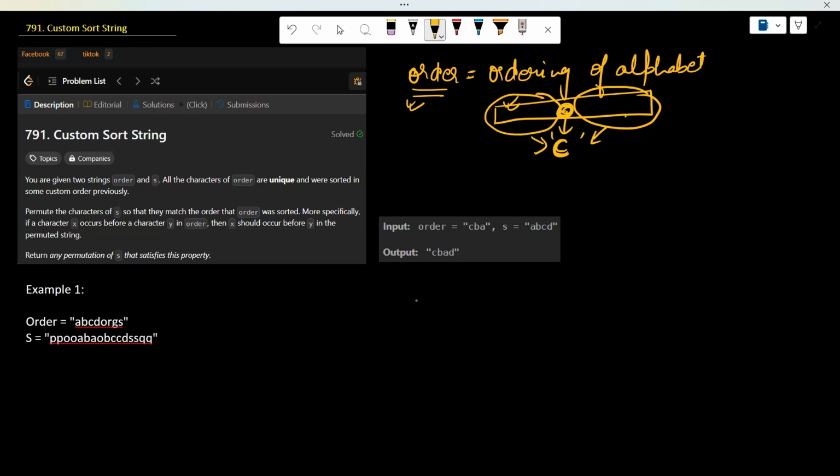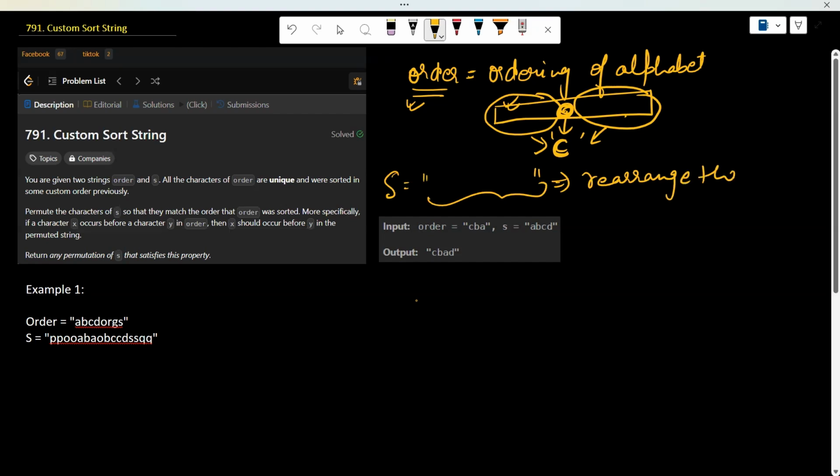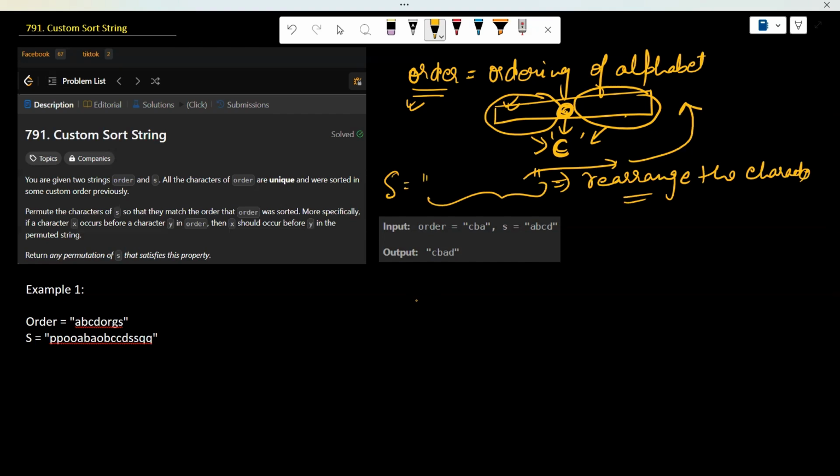And we are given one more string s. So what do we have to do? We have to permute this string. We have to rearrange the ordering of its characters, such that every character in this string, if it is present in the order string, must follow this ordering, else that character can be placed anywhere in the string.